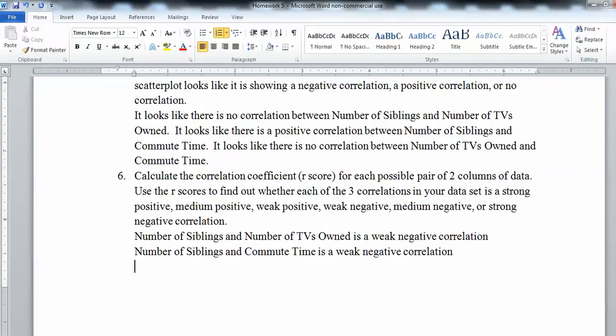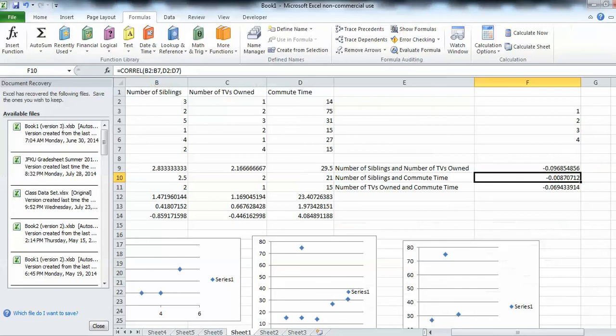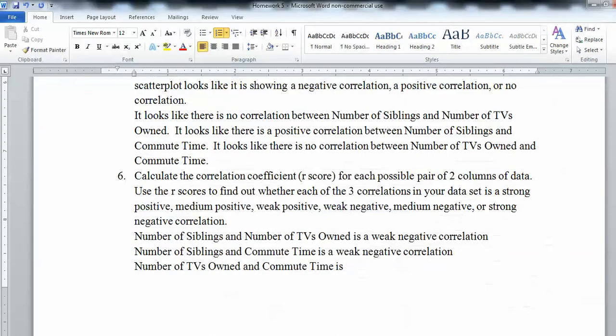Number of TVs owned and commute time is, I think it was a weak negative. They're all weak negative.